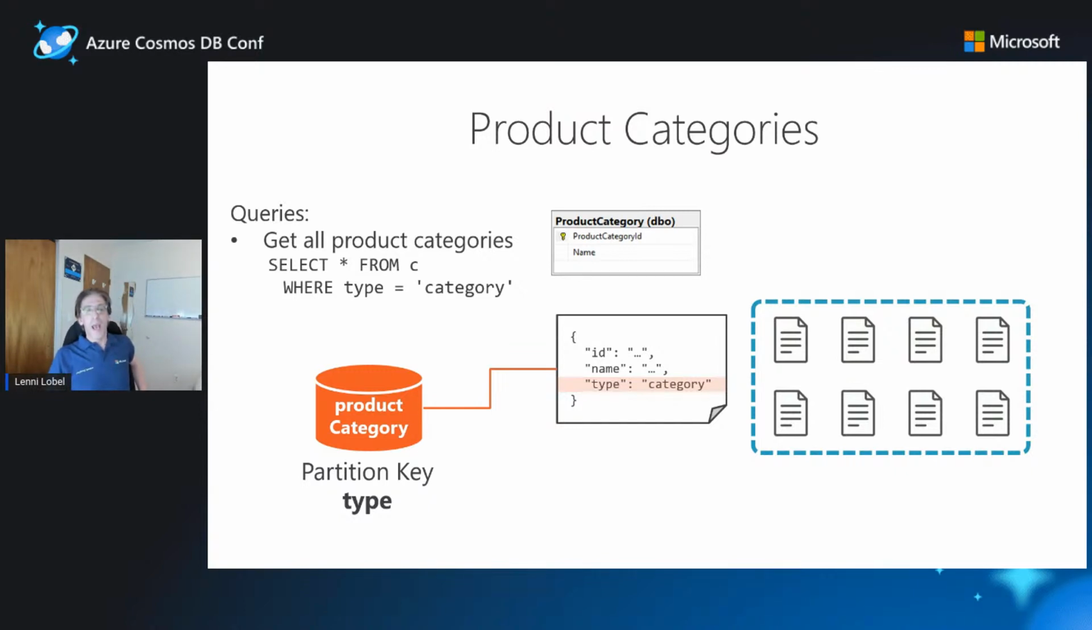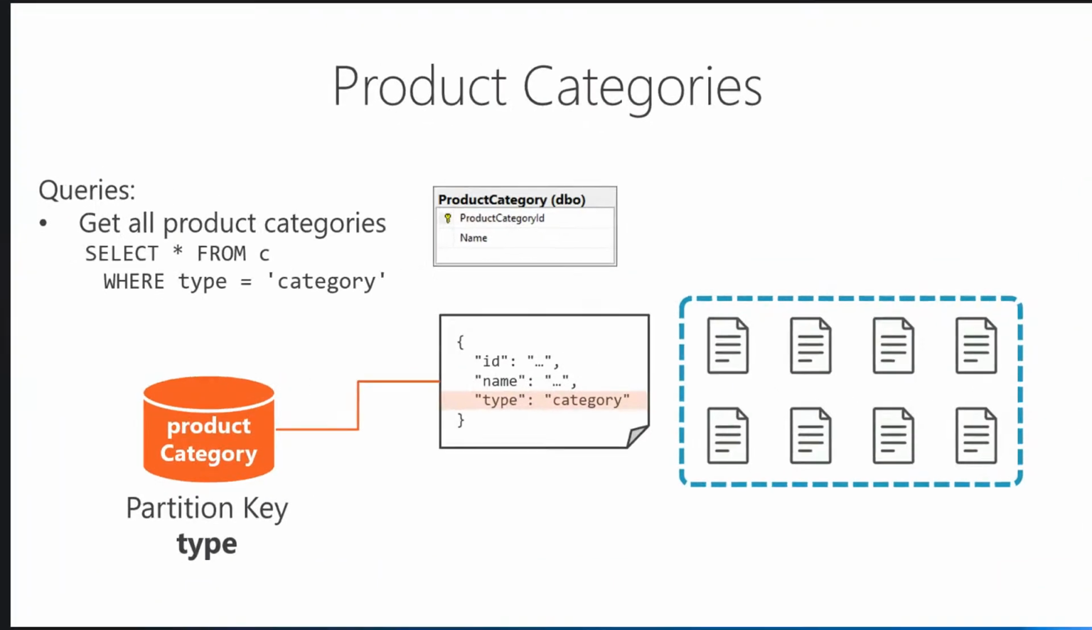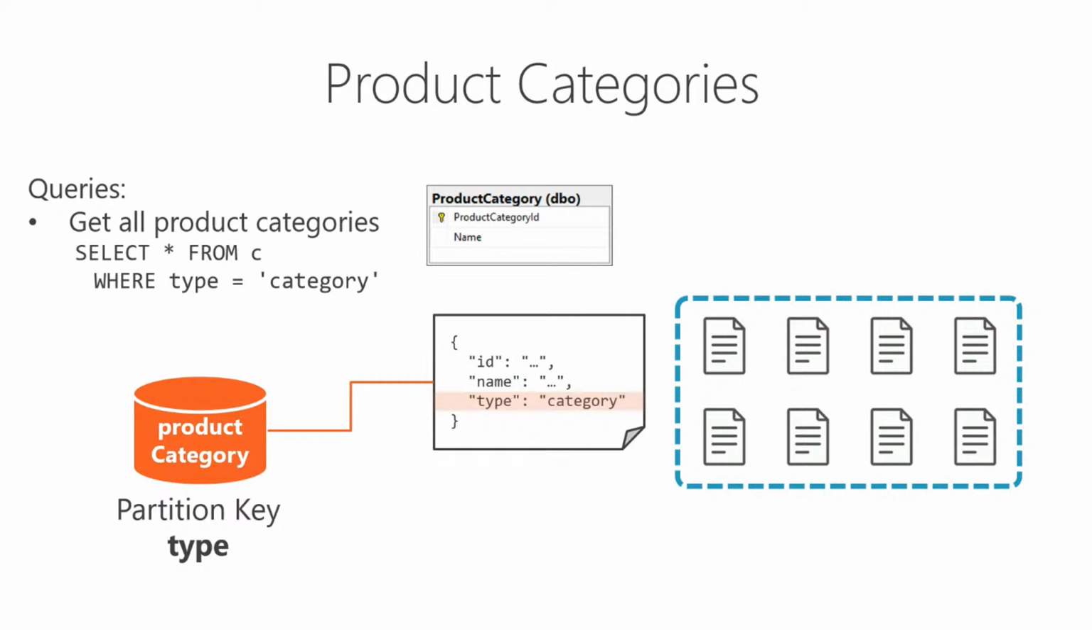from another. And if you create a property called type and you set the value of that property to category for every product category document, and then partition on the type property, of course, that's going to lump all of them into one logical partition and give you a very efficient query that results in returning all of the categories that you have in the database, all in a single partition query.